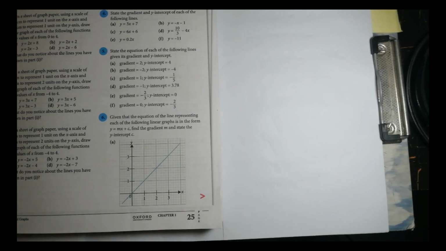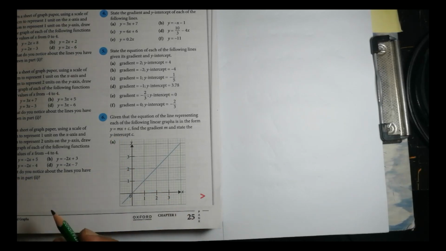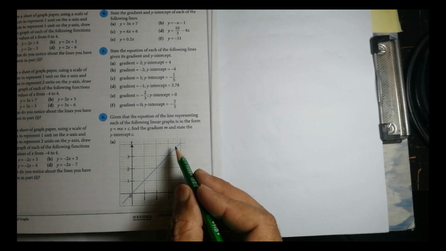And what will be m here? M is gradient or slope. So there is a formula or method for finding the slope. We have this straight line.